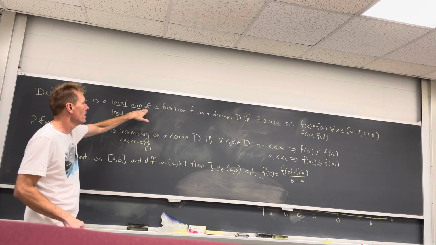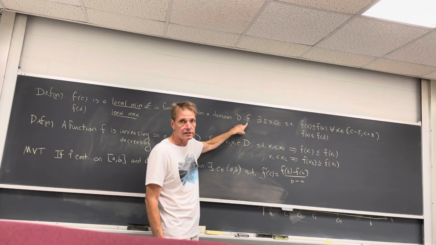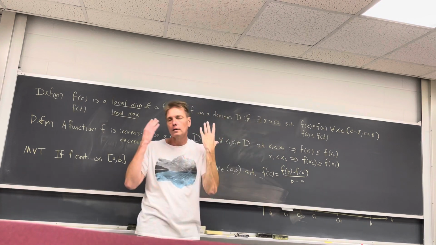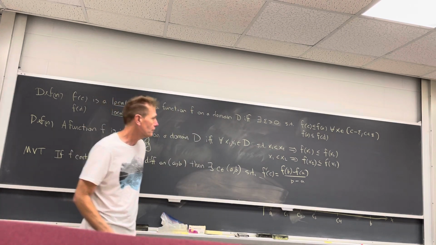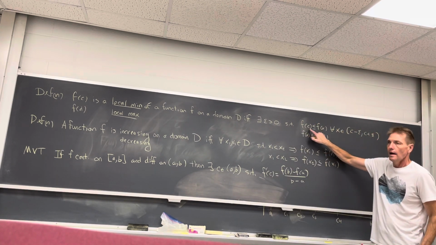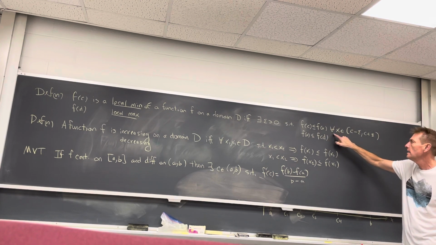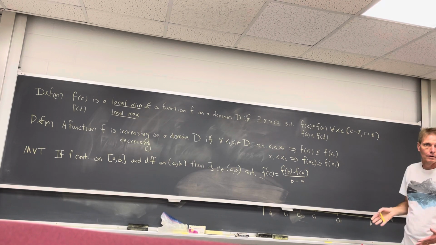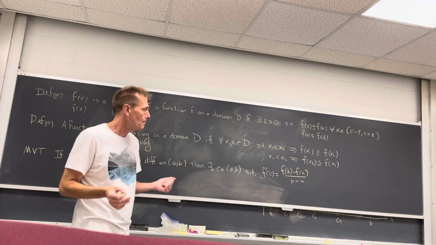Definition: f of c is a local min of a function f on a domain D if and only if there exists an epsilon greater than 0. Don't let the epsilon scare you. It's not near as scary as it was on our first test. There exists an epsilon greater than 0 such that f of c is less than or equal to f of x, and this is the kicker, for every x in the interval c minus epsilon to c plus epsilon. Okay, so that's the definition, and we'll talk about unpacking it a little bit in a moment.